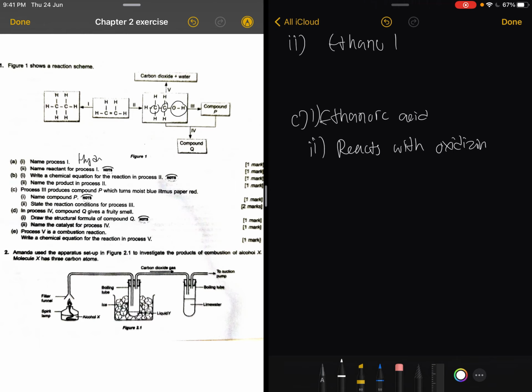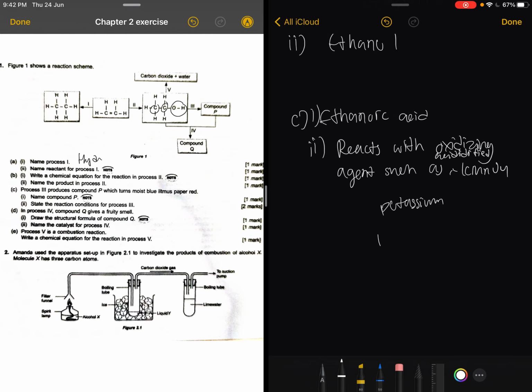Reacts with oxidizing agent such as KMnO4. I think that's, I forgot if you have to add anything else. I don't think you have to. Let me double check. I'm overthinking again. Oh yeah, we have to put acidified. You have to write the full name.